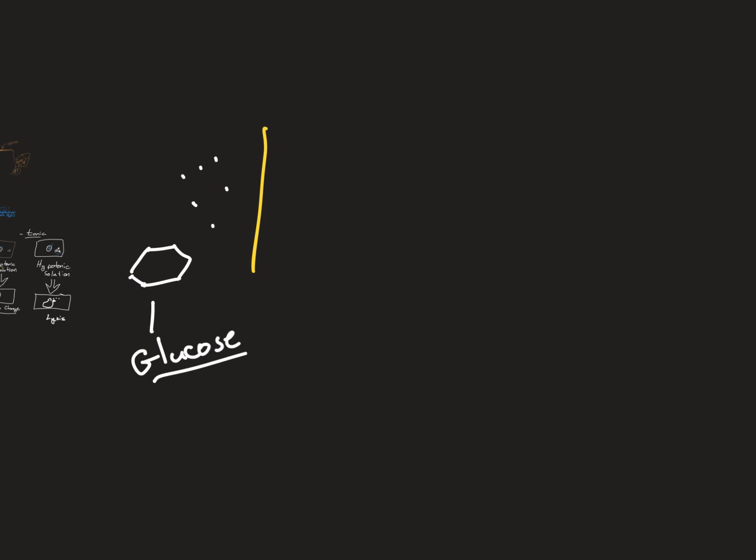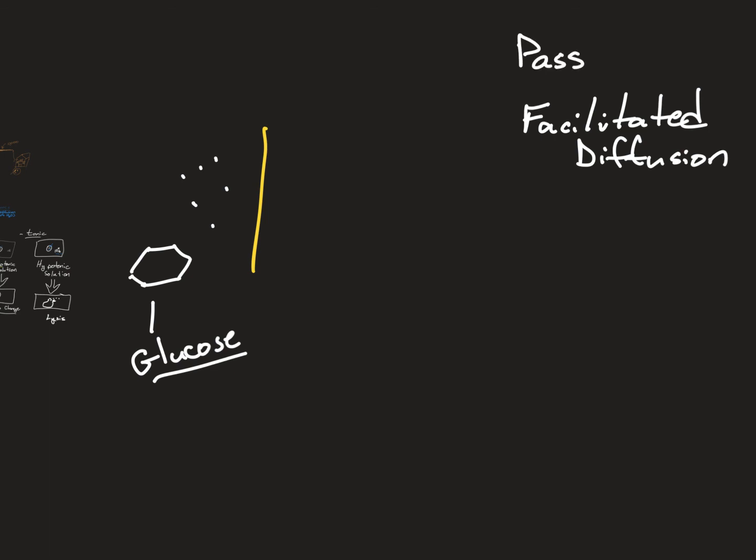What's another word for help? Assist is correct. Another word for help? Facilitated, yeah. Do I have it on the board? No. Facilitated diffusion. Facilitated diffusion is passive. In other words, it requires no energy to help the things across.